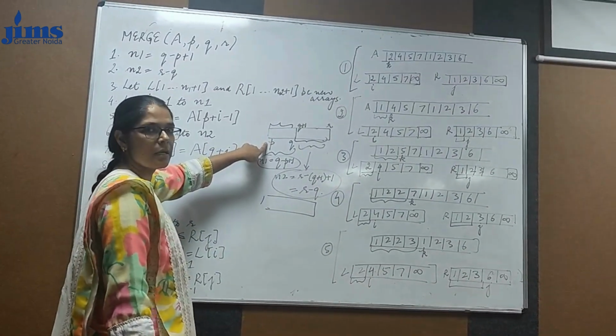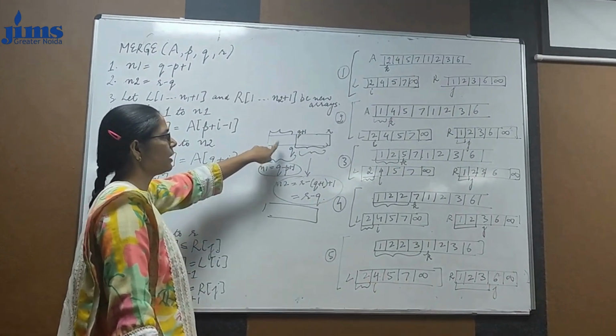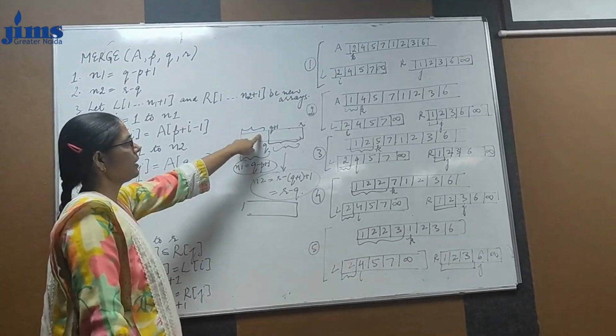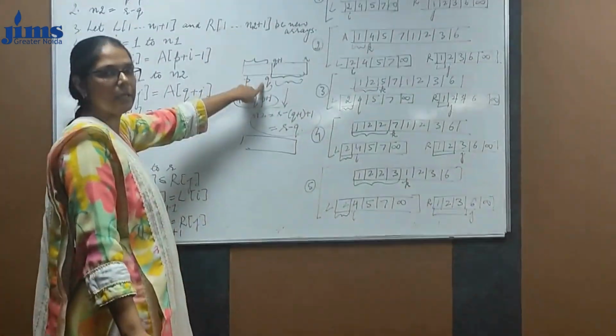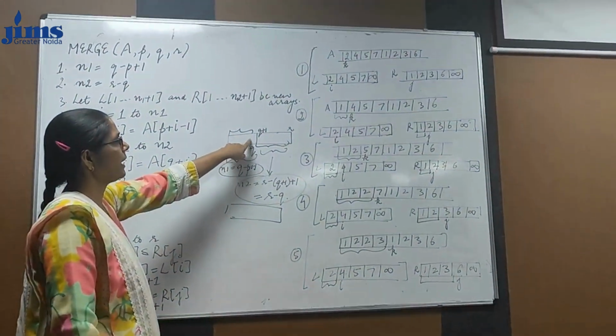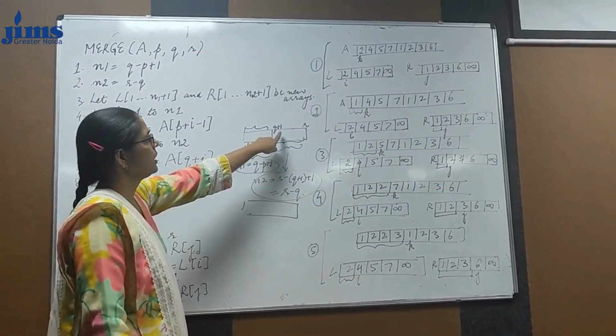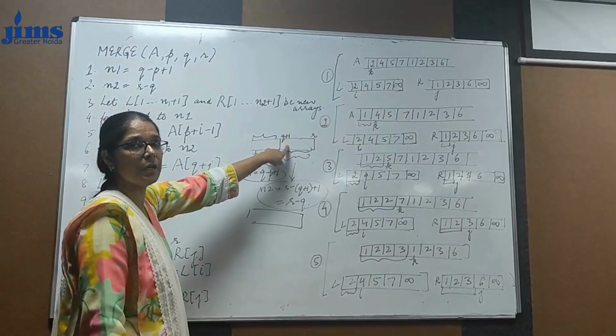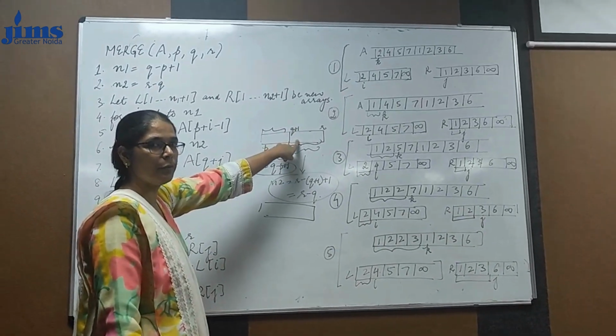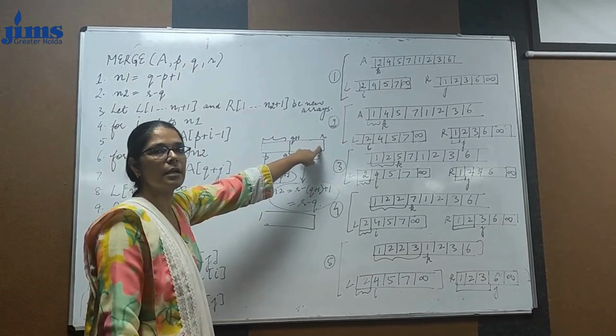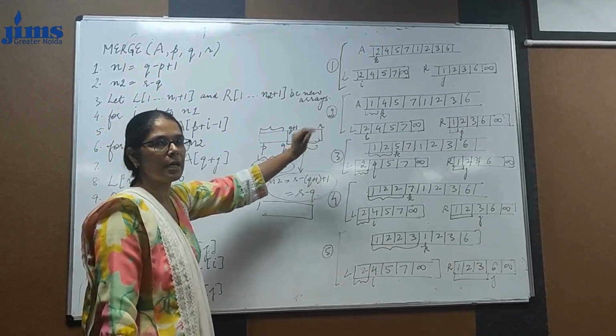P is the index referring to the left index of the left part. Q is the index referring to the rightmost element of the first part. Q plus 1, what will be Q plus 1? It will be the first value of the right portion. And what is R referring to? It is the index of the last value of the second part.